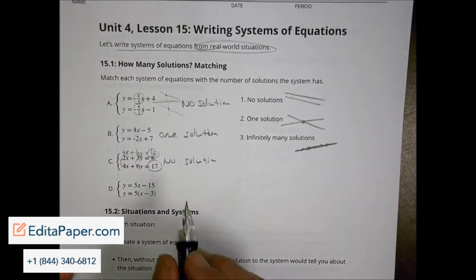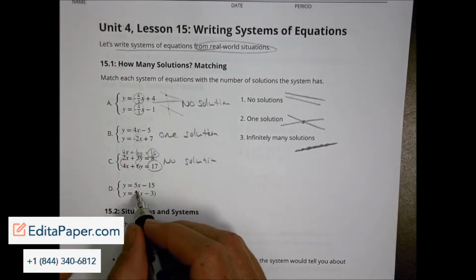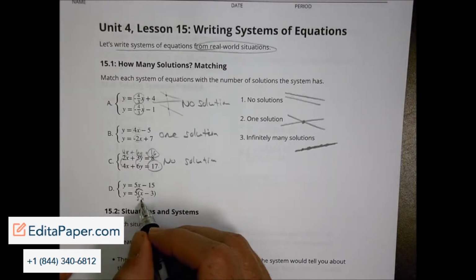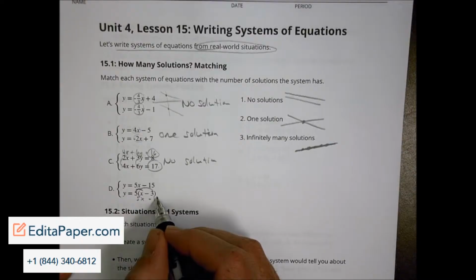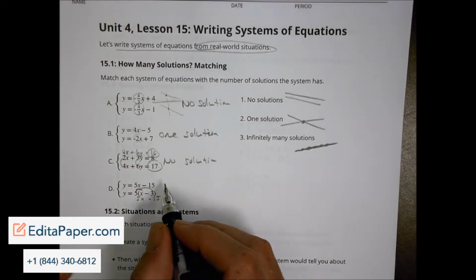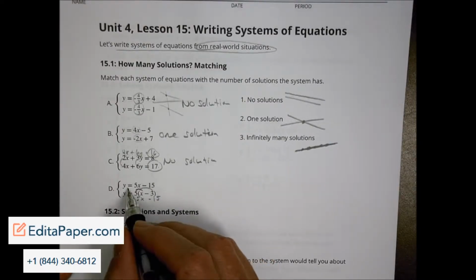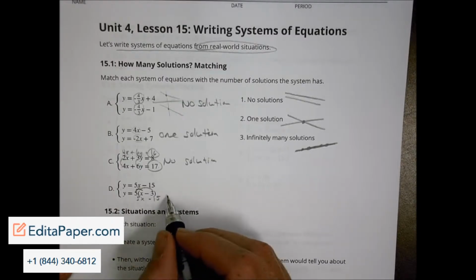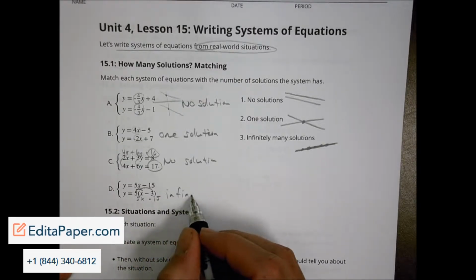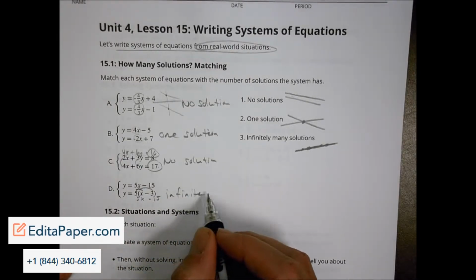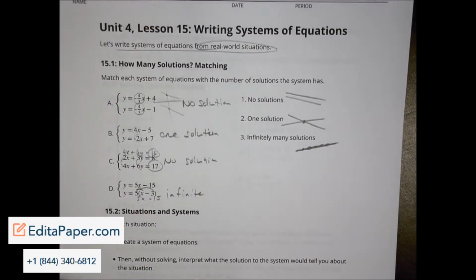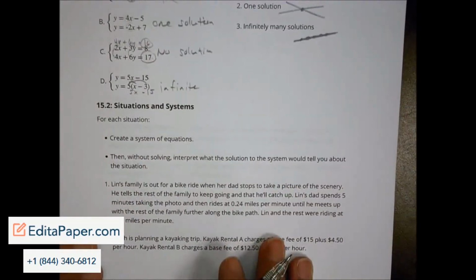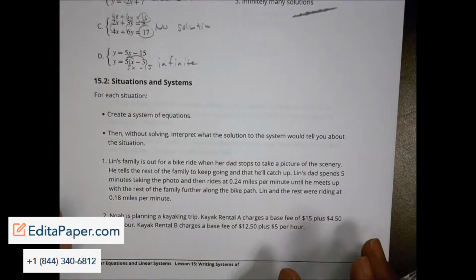It's just not possible. And finally here, if we distribute, we have 5x minus 15, okay? And so because we have the same equation, y equals 5x minus 15, y equals 5x minus 15, this is going to be an infinite number of solutions on that one because it's the same equation. Let's take a look now at the first set of stories.